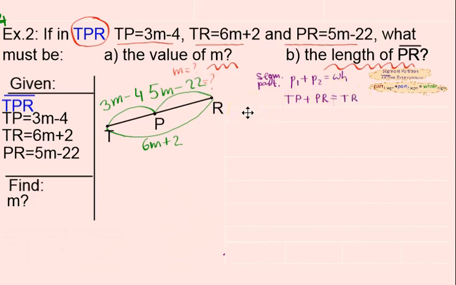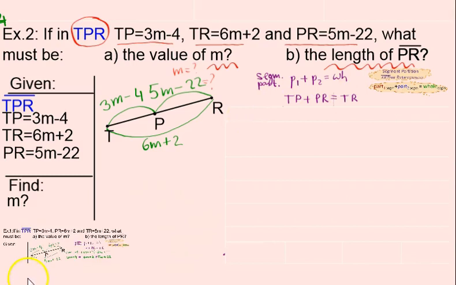And the difference between this example and the previous, which we just did in example number 1, is that these pieces of information belong to different parts of the segment. And therefore, although your generic equation, the rule itself, will look the same, the pieces that you add would be different. You now would be adding your 3m minus 4 with 5m minus 22, and the whole this time is represented by 6m plus 2.